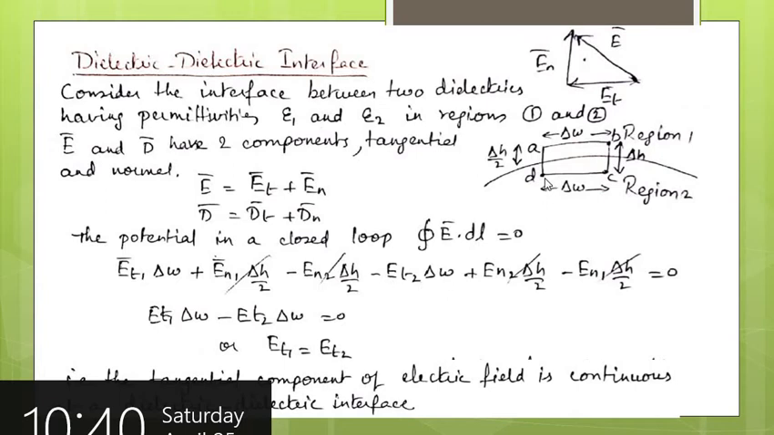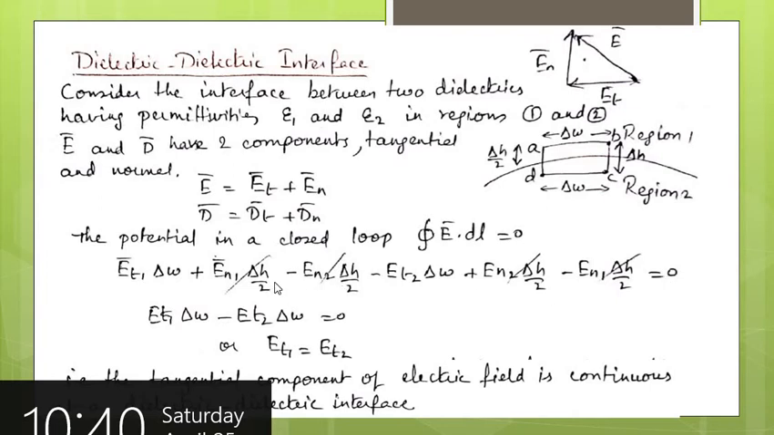Next, between D to the interface, the field is entering the boundary. So put a positive sign here, En2 delta H by 2. Next, between the interface to A, here the field is leaving the boundary. So take a negative sign, En1 into delta H by 2. This is equal to 0.